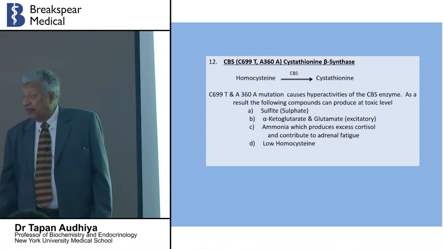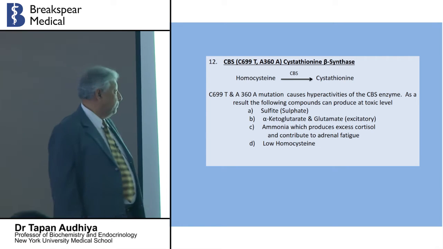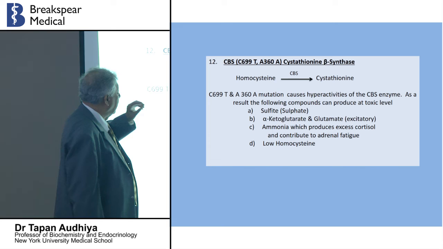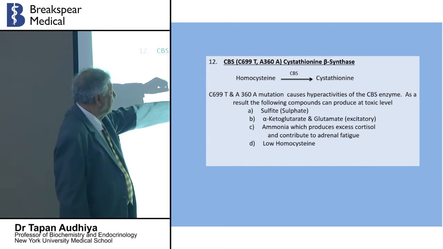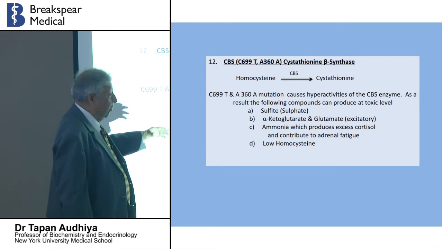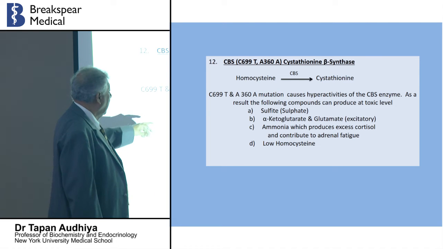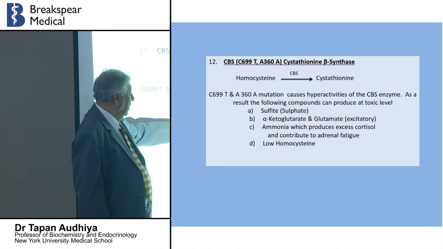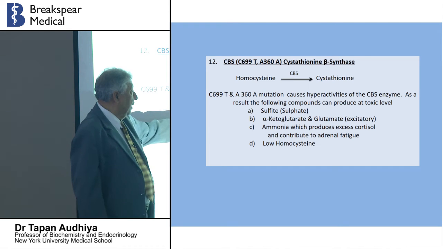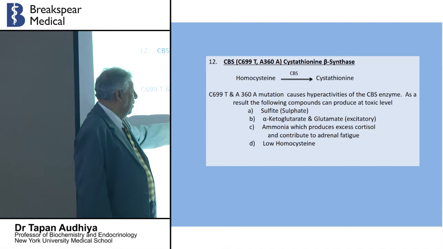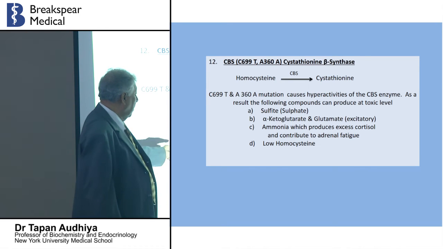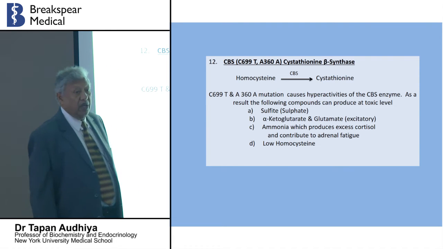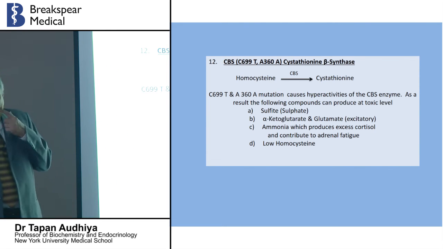And the last one is CBS, which actually has two mutations here, and causes conversion from homocysteine to cystathionine, but then later on it goes down to the glutathione process. It's a following component, it produces high levels of sulfite, high levels of alpha ketoglutarate and glutamate, ammonia, which produces excess cortisol and contributes to adrenal fatigue, and the last one is a low homocysteine. Low means a very low homocysteine.